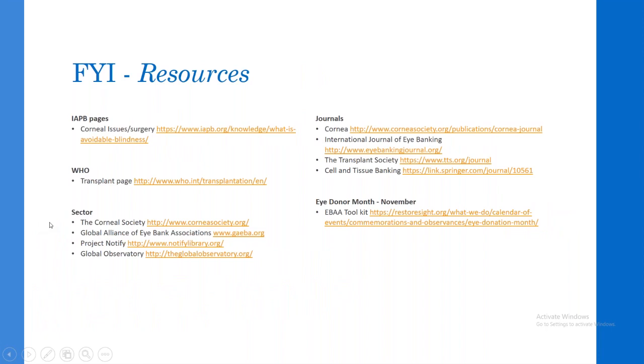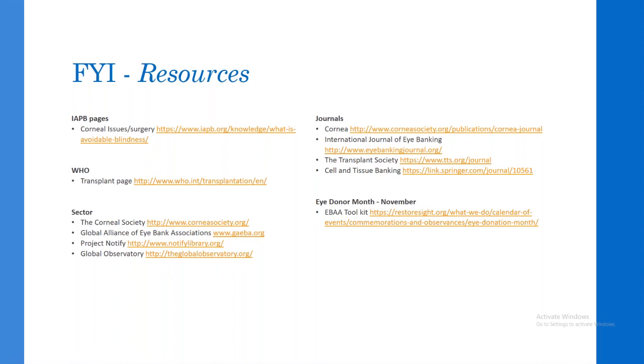So finally, some resources. There are quite a few different general resources on this page, so you don't have to remember where they all are. If you actually just go to the IAPB page, Corneal Issues and Surgery, most of them are already linked in there anyway, so you can just click straight into there. So again, this is all very generalist, but I hope it will kickstart some interest.